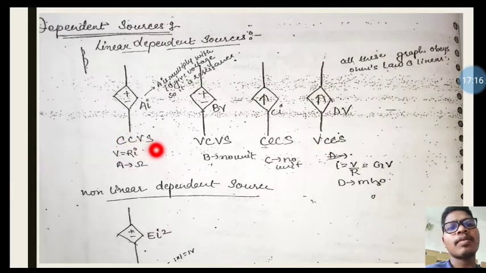So this is the figure of a current controlled voltage source, and this is the figure of a voltage controlled voltage source, and this is the figure of a current controlled current source. This is the current source controlled by current. This is the voltage controlled current source. Okay, so here B is equal to IR and A is known. B has no unit of V, and C also has no unit, and here D is in mho, that is I is equal to V divided by R, so the unit of D is mho. So this is the non-linear dependent source. That means if there is a square or cube term, then it is a non-linear dependent source.